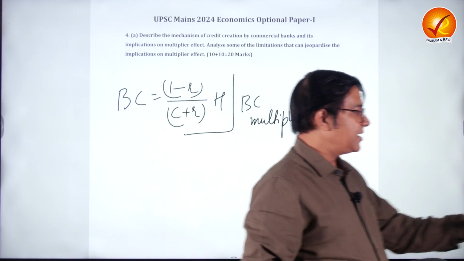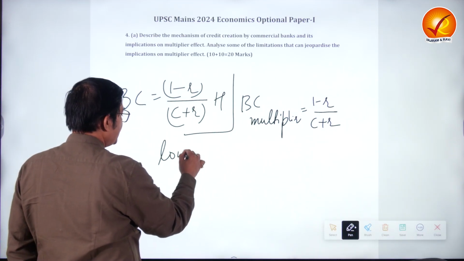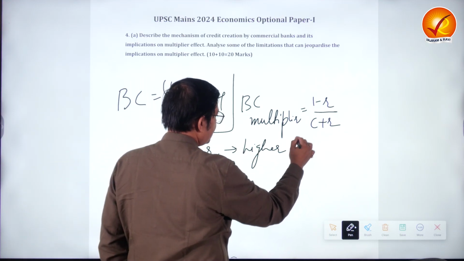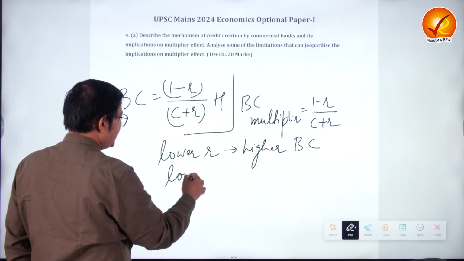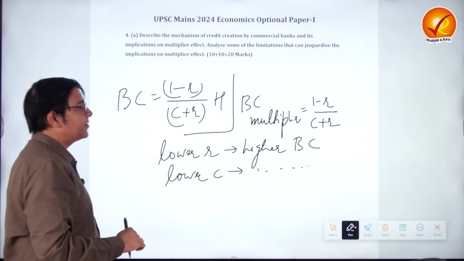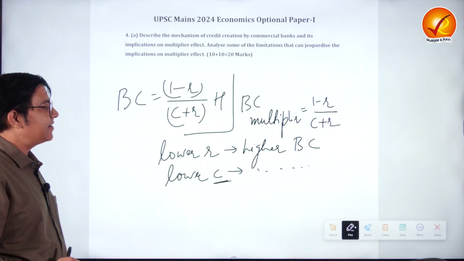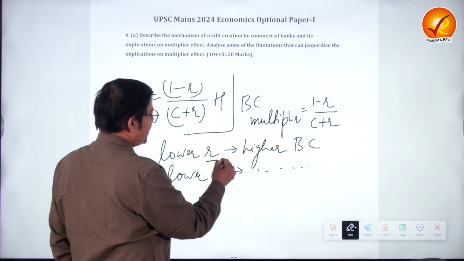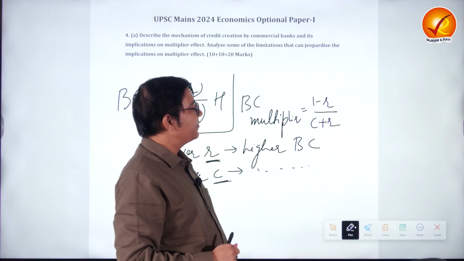The result that we get is not surprising. Here also we are getting the result that lower R, higher bank credit, and also lower C, higher bank credit. Okay, makes sense also, because the lower the currency deposit ratio, the banks have more deposits of ours with them, they can create more credit. Similarly, the lower reserve deposit ratio helps in both ways, it has a significant impact.